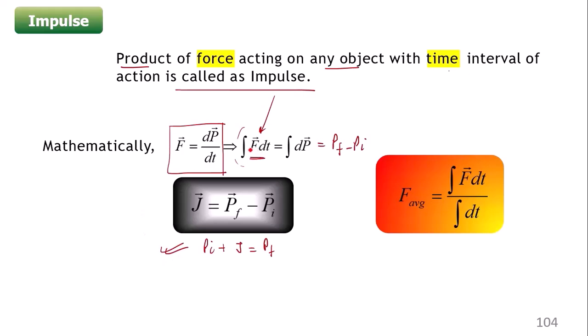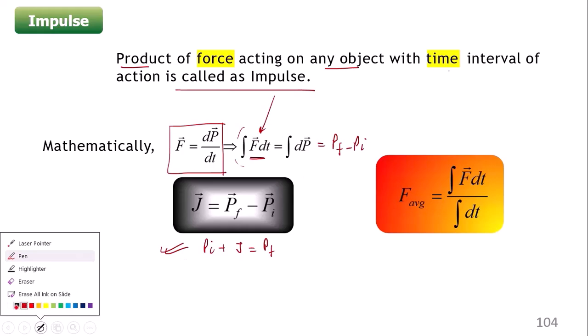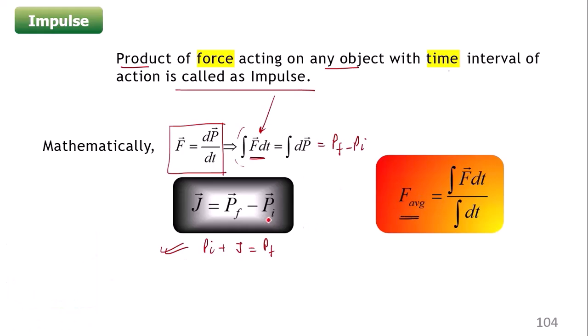Whenever force is a function of time, that is, a variable quantity, I also define another parameter known as the average force. Average force is the average of any quantity; if it is time varying, you do the integration of F dt in the numerator divided by the integration of dt in the denominator. Integration of F dt means impulse, which equals p final minus p initial divided by delta t. If I cross multiply, F average times delta t equals p final minus p initial.